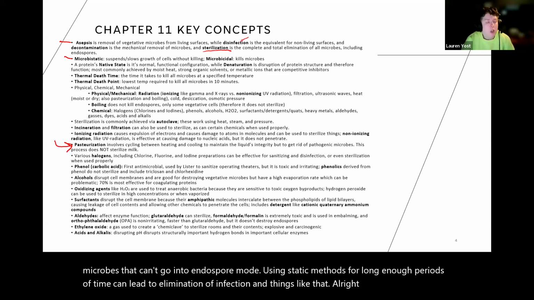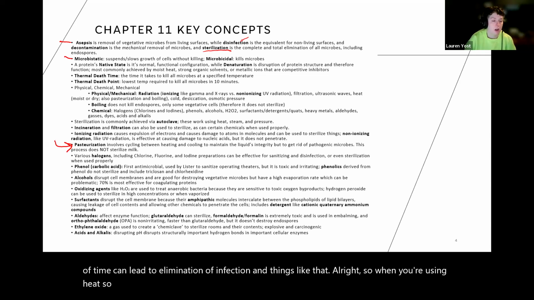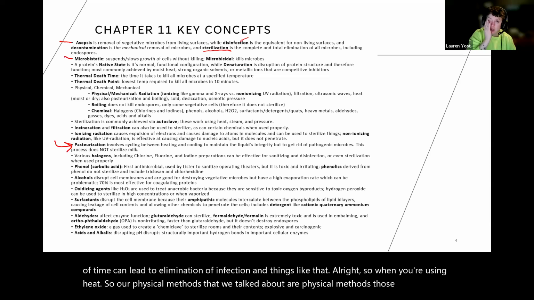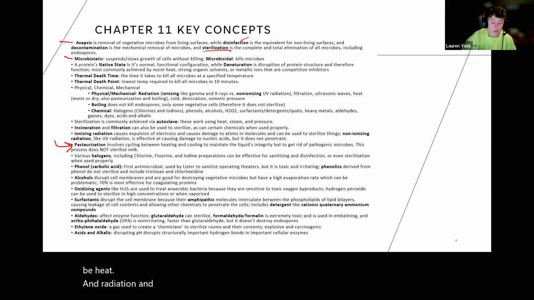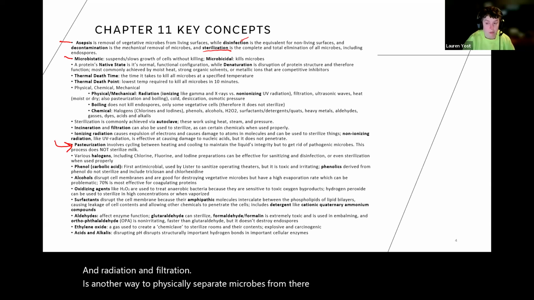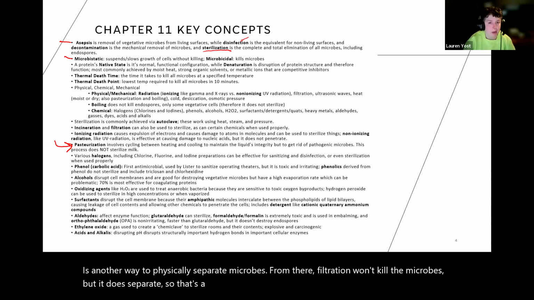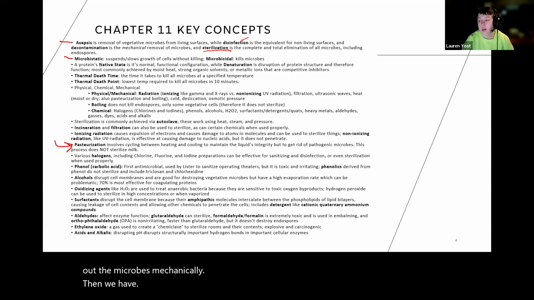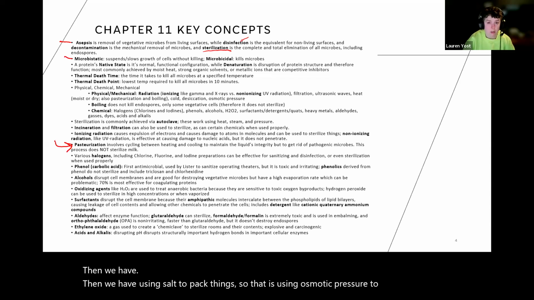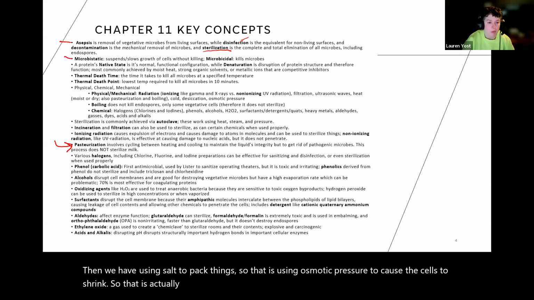All right, so our physical methods that we talked about are going to be heat and radiation, and filtration is another way to physically separate the microbes. Filtration won't kill the microbes, but it does separate. That's a process we call decontamination, when you're separating out the microbes mechanically. Then we have using salt to pack things, which uses osmotic pressure to cause the cells to shrink. So that is actually a physical method of preservation.